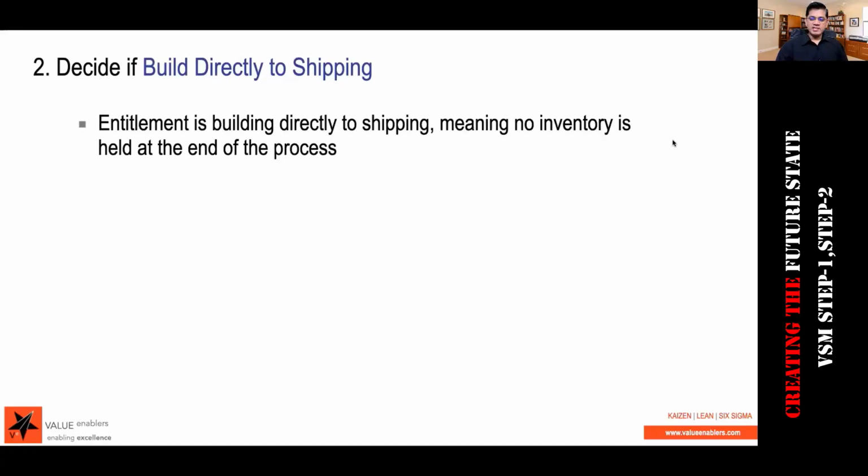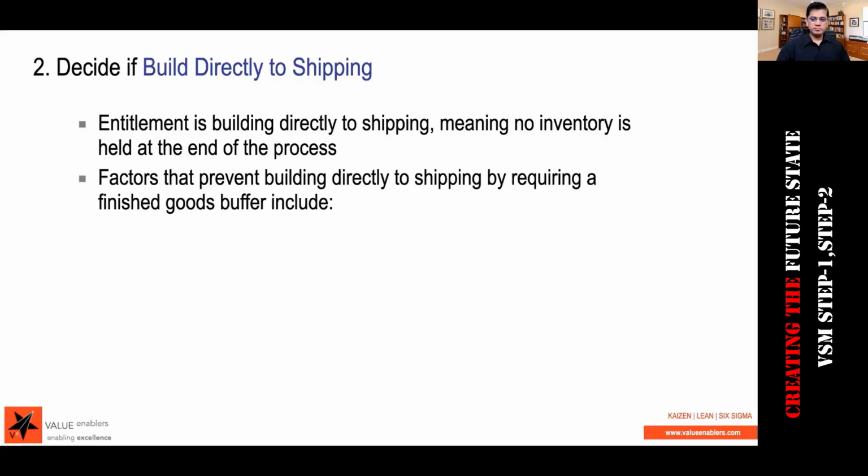The second question we are asking is, like pizza, should it be built directly to shipping? Most made-to-order items are built directly to shipping. Made to order item, MTO we call it. How many of you call them MTOs, right? And made to stock is MTS. So once it is made, entitlement is building directly to shipping, meaning no inventory is held at the end of the process. How many of you call them MTOs, built directly to shipping, made to order items? How many of you in your companies have made to order items?